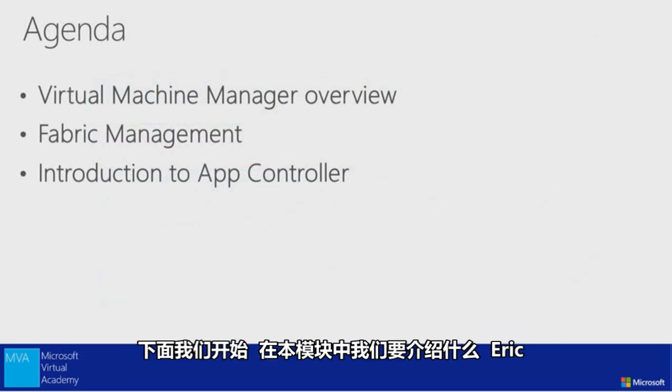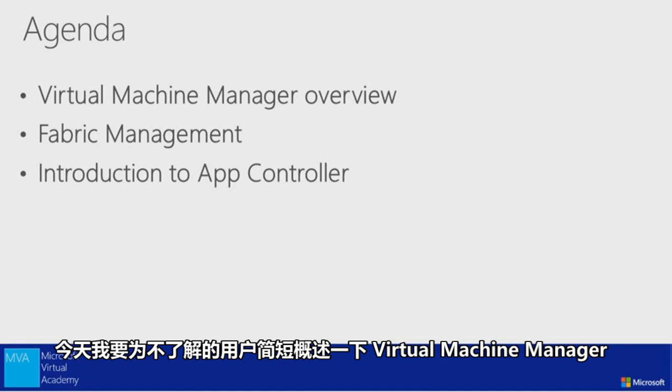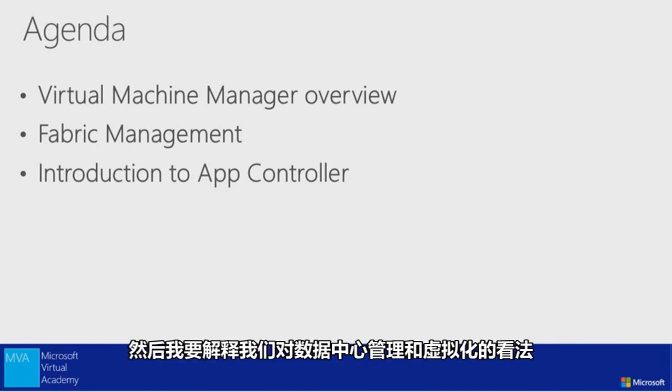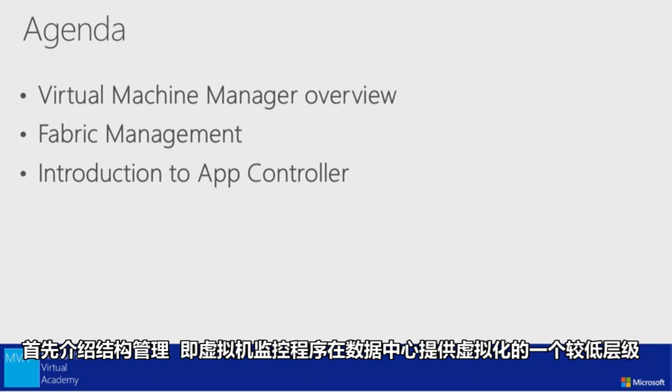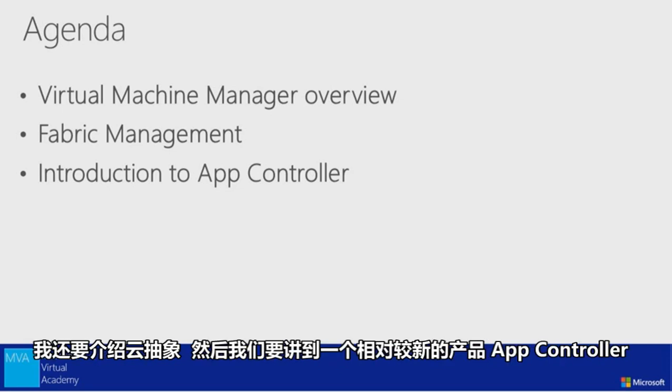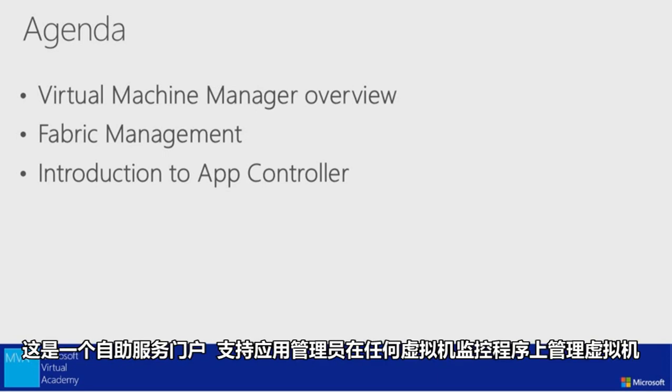Now, let's get started. What are we going to cover in this module, Eric? Yeah, today I'm going to give a brief overview of Virtual Machine Manager for folks who haven't seen it. And then I'm going to explain how we think about data center management and virtualization. I'll start by talking about the fabric management, which is the low-lying layer of how hypervisors provide virtualization in the data center. I'll actually cover our cloud abstraction as well, and then we're going to talk about a fairly new product called App Controller, which is a self-service portal enabling app admins to manage virtual machines regardless of the hypervisor they're running on.